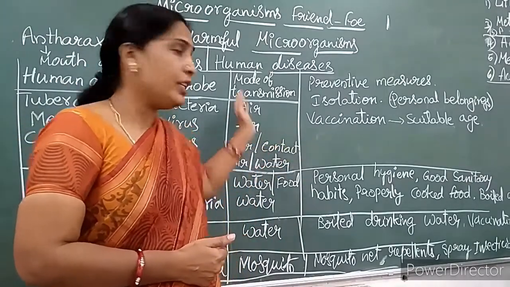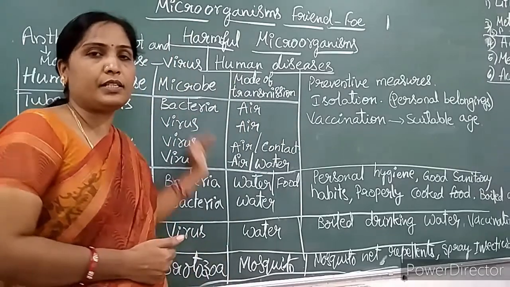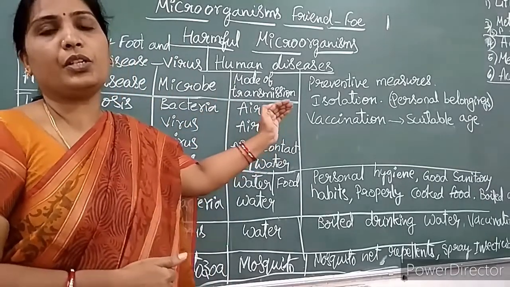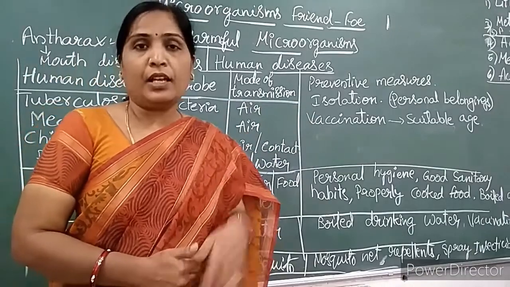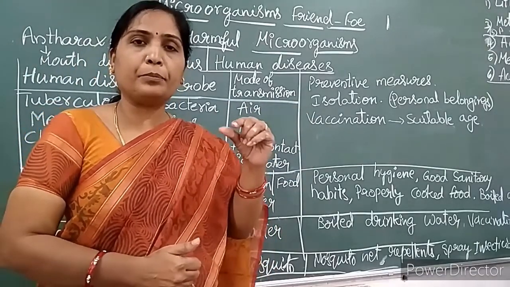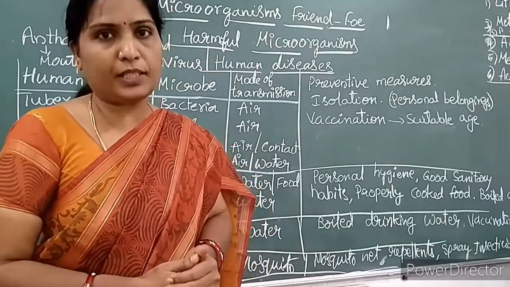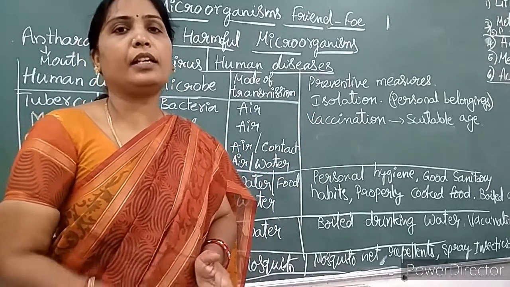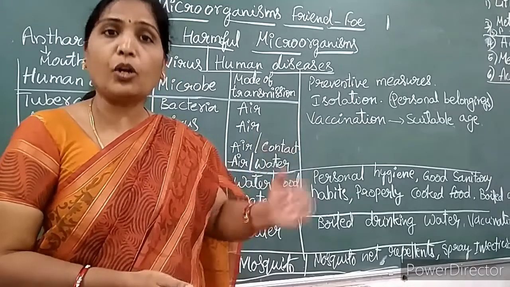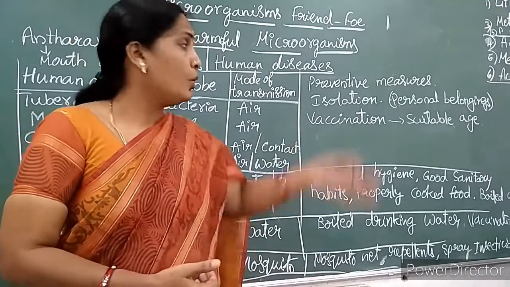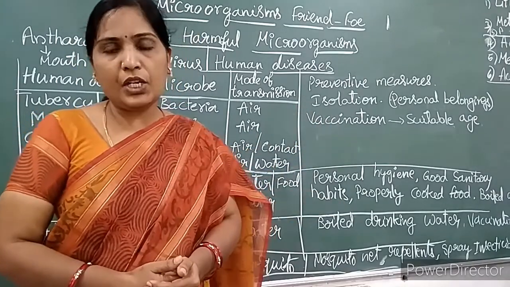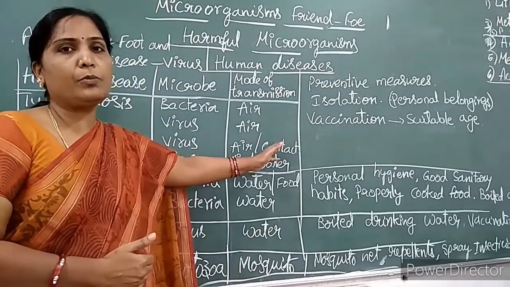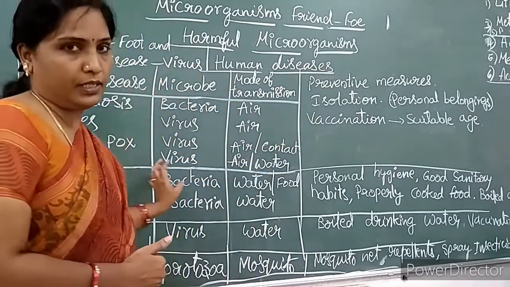And we can also control and prevent these diseases by giving vaccination at suitable ages, at early ages, and at some period of time that doctors will prescribe. When the first dosage has to be taken and the time for the second dosage, according to the doctor's advice, we need to take the vaccination at the suitable ages. So these are the preventive measures for these diseases.